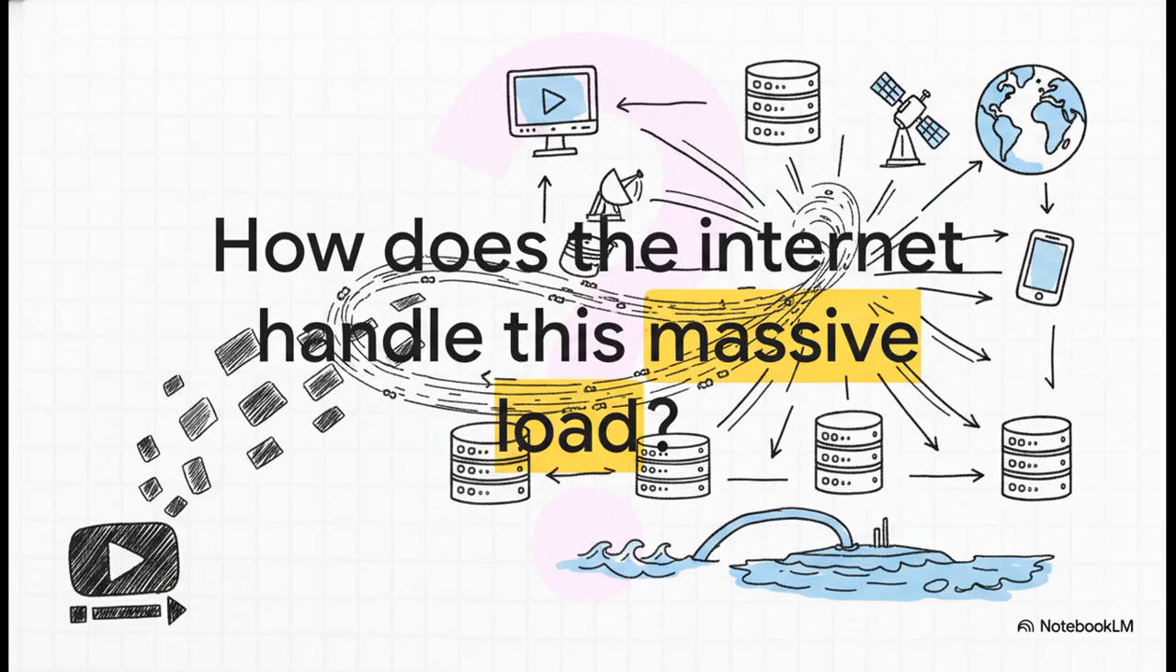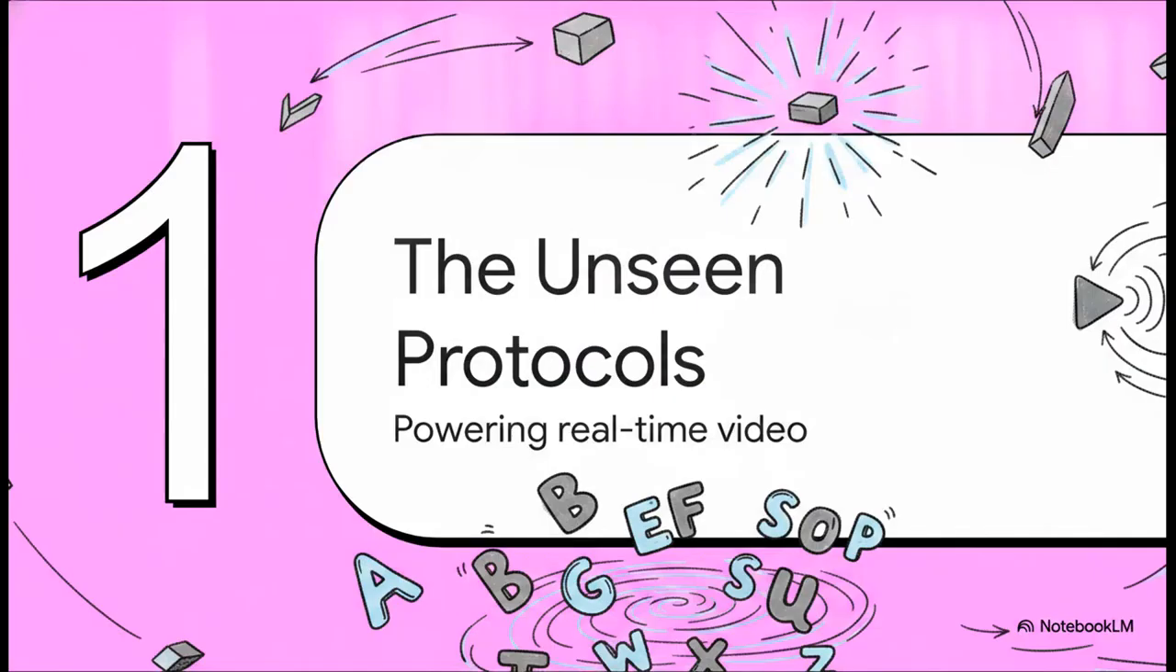Today, we're taking a journey from the life of a single, tiny video packet all the way up to the massive global infrastructure that keeps the internet from collapsing under the weight of our binge watching. Let's start down at the micro level with Section 1, the unseen protocols.